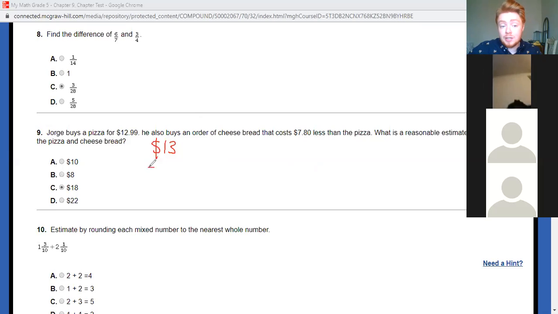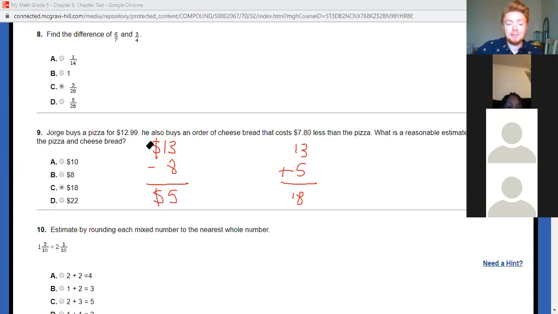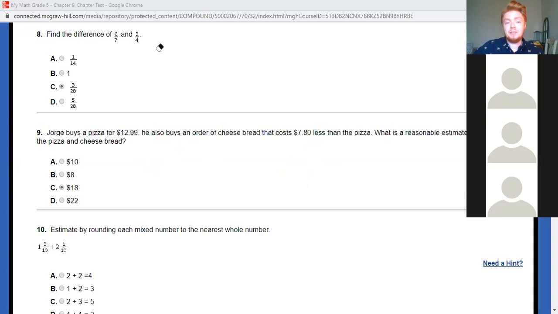So first, I'm gonna do 13 minus 8. Easiest way to do this, because even if you cross off the 1 and give it, you still have to do 13 minus 8. You can just do 8, 9, 10, 11, 12, 13. That's 5. All right. So I know the cheesy bread is about $5. 13 plus 5 is 18. So guess what? Demaya is 100% correct. Good job, Demaya. Awesome. That's fantastic.